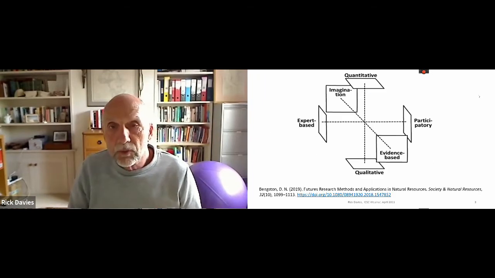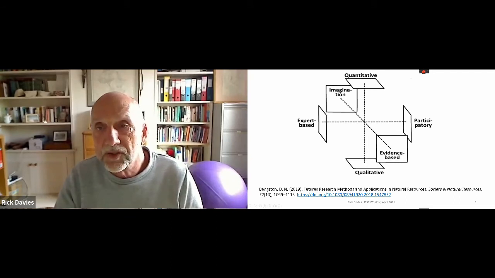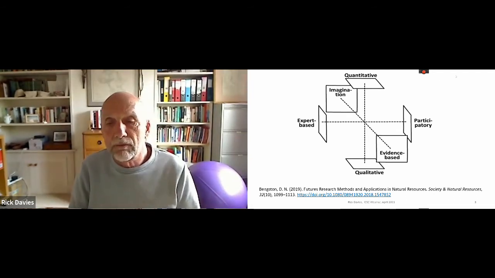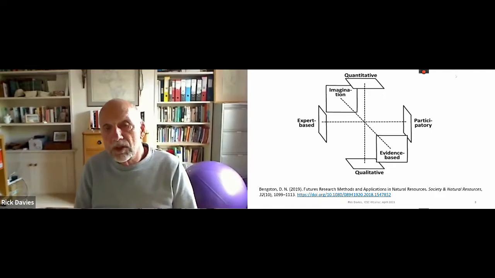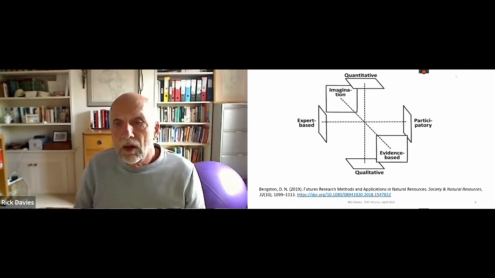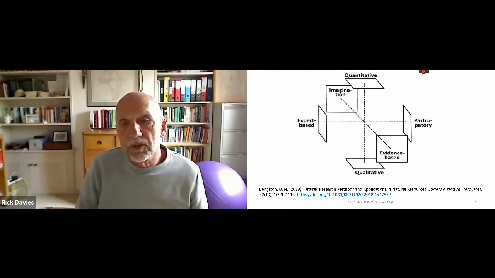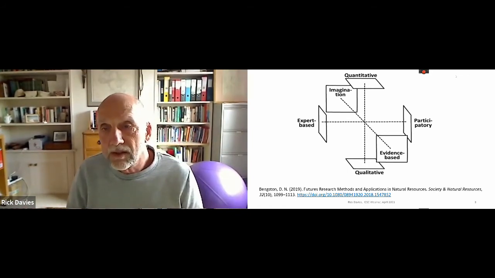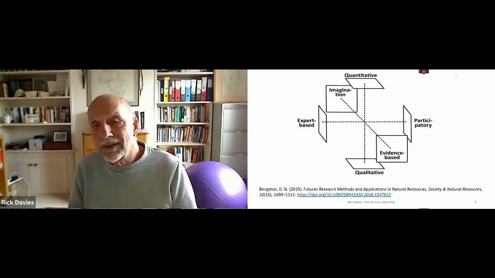I'll just finish off on this topic with this diagram here, which I've taken from a recent paper by Bengtson, which looks at the use of scenario planning in the area of natural resources. And it's a nice three-dimensional differentiation between scenario planning approaches. On one dimension, there's qualitative versus quantitative. On another is imagination versus evidence. And on another is participatory versus expert. And you can probably guess from what I've said already that PowerEvo, at first glance, is more towards the qualitative than the quantitative, more towards the imaginative than the evidence-based, and more towards the participatory than the expert-based.